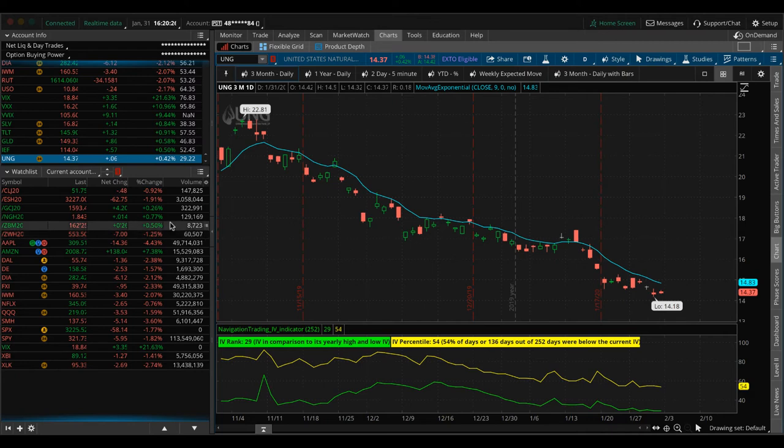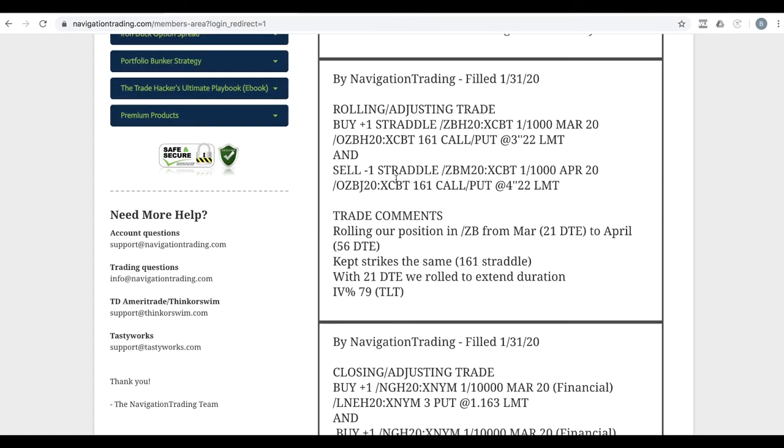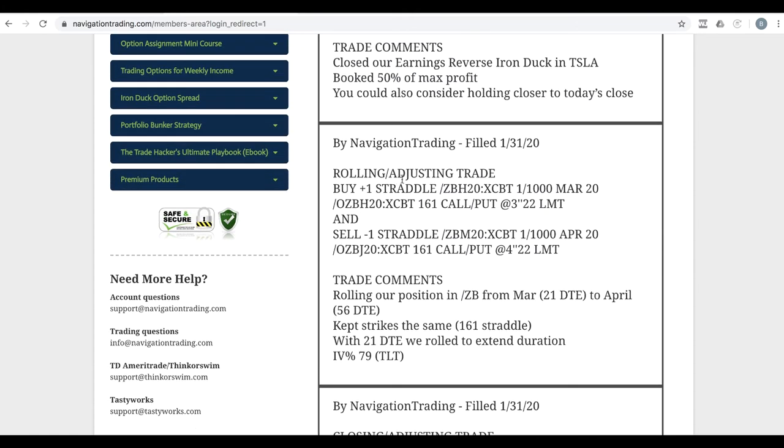So that's the plan in Natty. Next trade, rolling adjusting trade in ZB. So we had the adjusted strangles, adjusted into a 161 straddle, got down to 21 days to expiration. So we rolled out to the cycle with 56, kept the strikes the same.